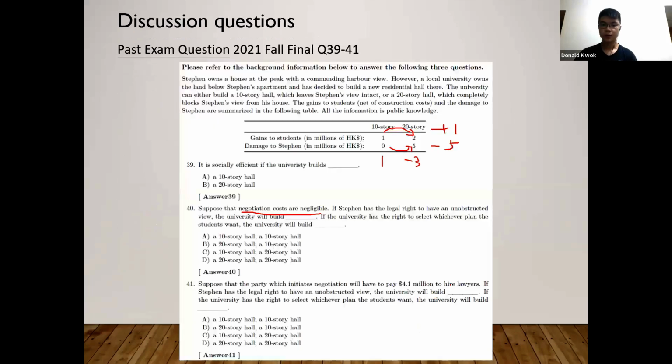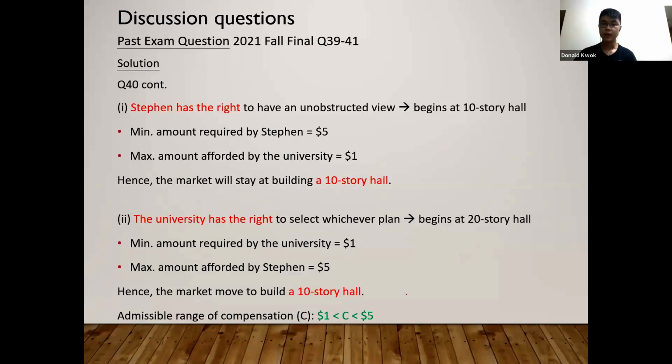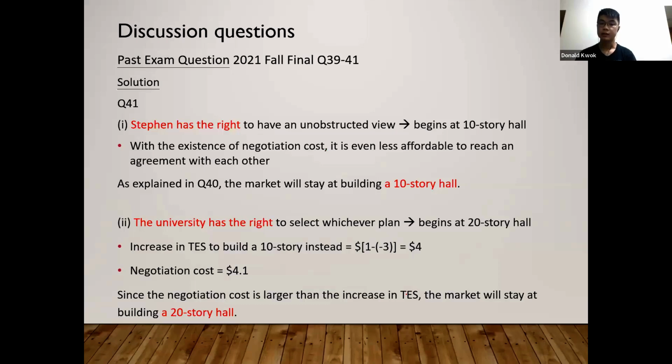And for question 41, everything is the same, just that we have $4.1 million of negotiation costs to hire lawyers. So what will happen in the two cases here? Okay. So in the first case where Stephen has a right, then the analysis will start by building a 10-story hall. And even without the existence of negotiation costs in question 40, they cannot reach an agreement to build a 20-story hall instead. And here, with the existence of negotiation costs, it is even harder to reach an agreement between the two parties. So this is why in case 1, where Stephen has the right, the market will just stay at building a 10-story hall.